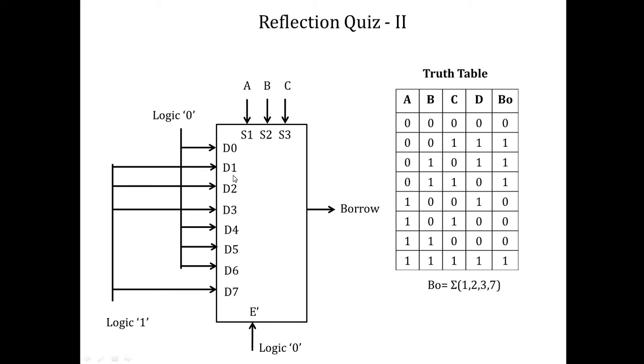Similarly for the borrow, we need a high output for 1, 2, 3, 7. So based on that, the design is D1, D2, D3, D7 connected to logical 1, and the remaining are connected to logical 0.